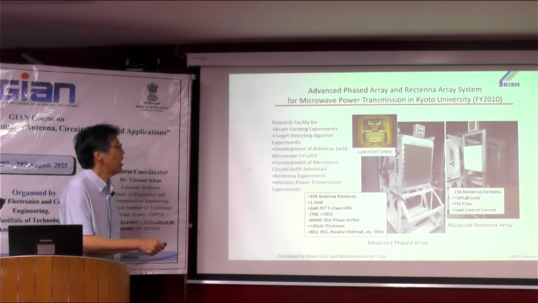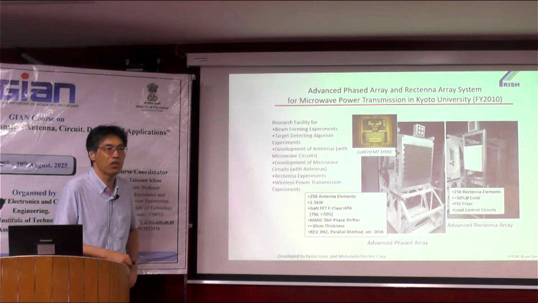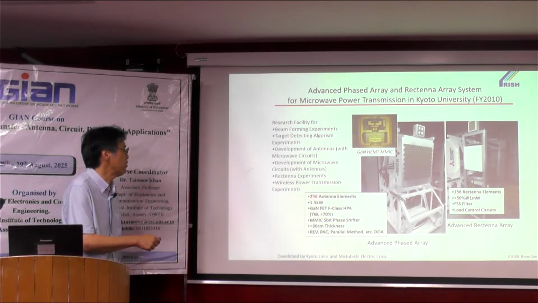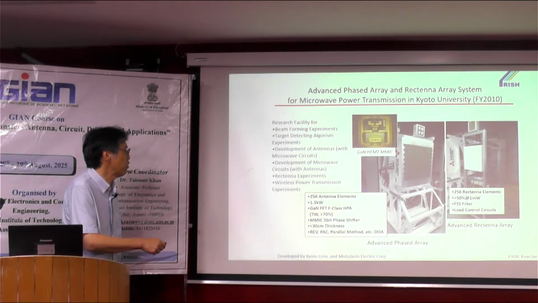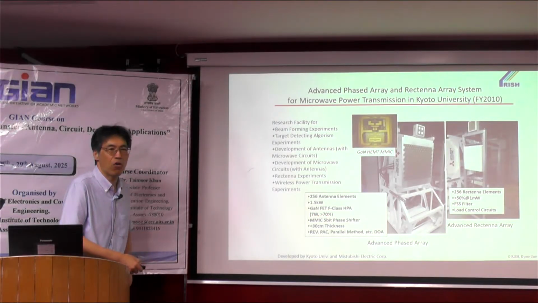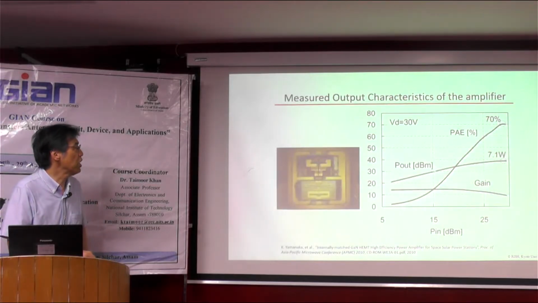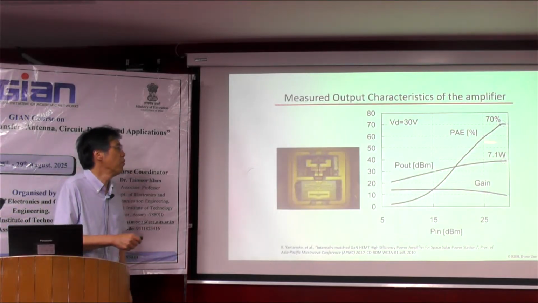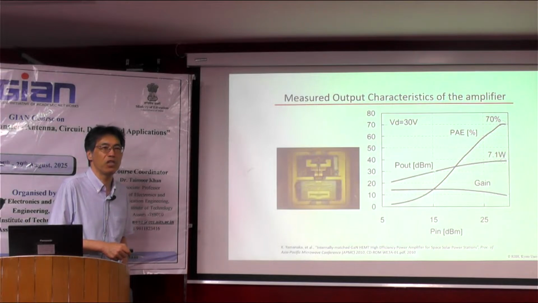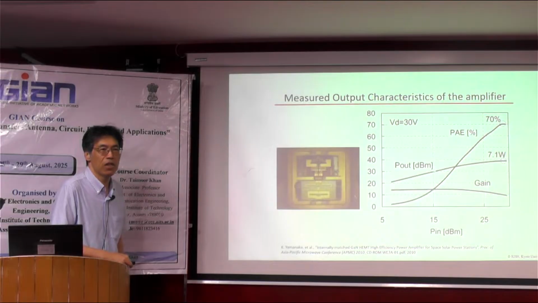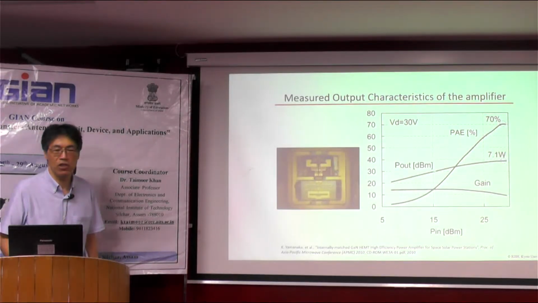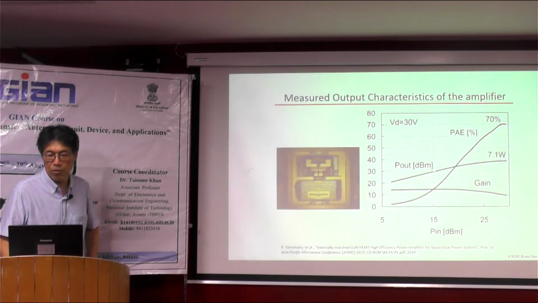Our frequency was 5.8 gigahertz at the time, and we installed 256 antennas here. Each gallium nitride amplifier can produce over 7 watts with 70% conversion efficiency. And this is a measured characteristic of the power amplitude efficiency of the gallium nitride. Here we reach 70%. So this is a very good phased array developed in Kyoto University and Mitsubishi Electric.